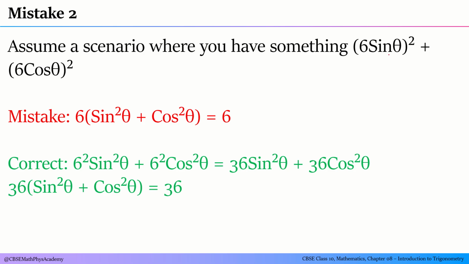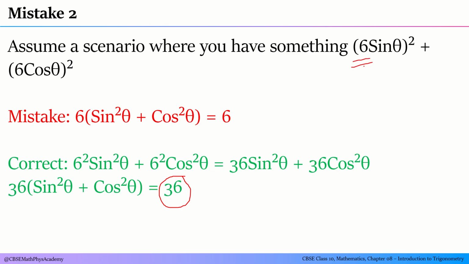Another mistake: you might land in a scenario where you have 6 sine theta whole square plus 6 cos theta whole square. Mistakenly, people don't square the 6. They pull the 6 outside, sine square theta plus cos square theta is equal to 1, and the value is 6. But the right thing to do is to square the 6 also. So it becomes 6 square into sine square theta plus 6 square into cos square theta, which is 36 sine square theta plus 36 cos square theta. Then you pull out the 36 and you get the answer as 36. You should not miss squaring this 6.